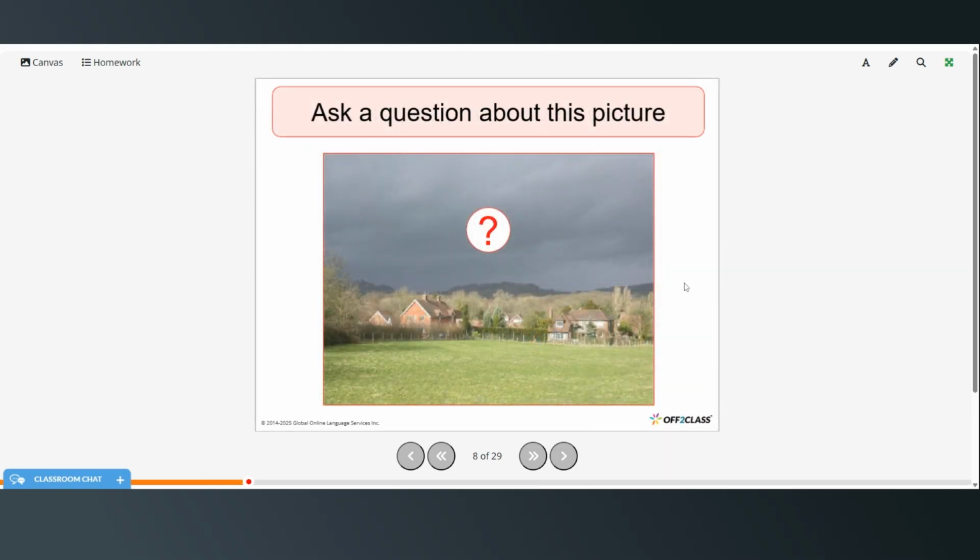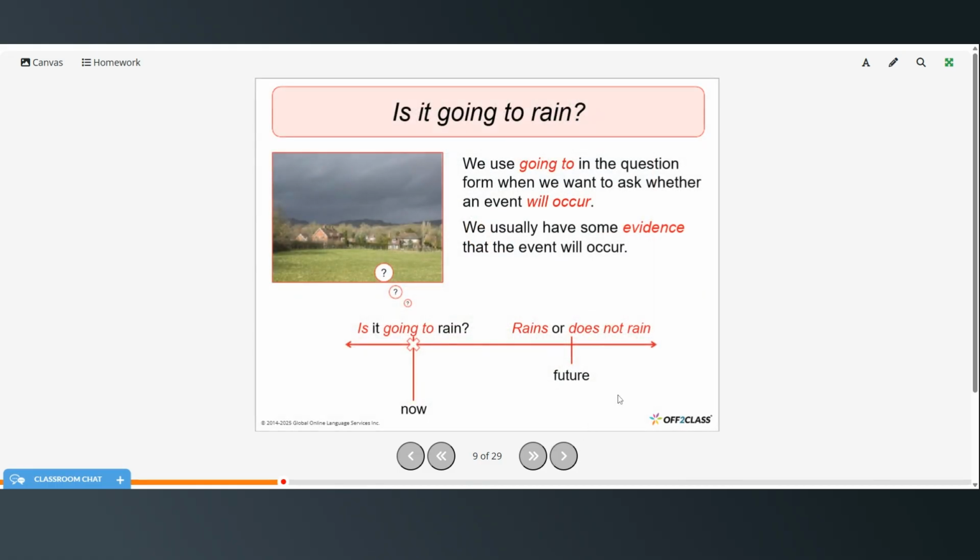Let's see if you can ask a question about this picture. So, is it going to rain? We use going to in the question form when we want to ask whether an event will occur. We usually have some evidence that the event will occur. Is it going to rain now? And in the future, it either rains or it does not rain.